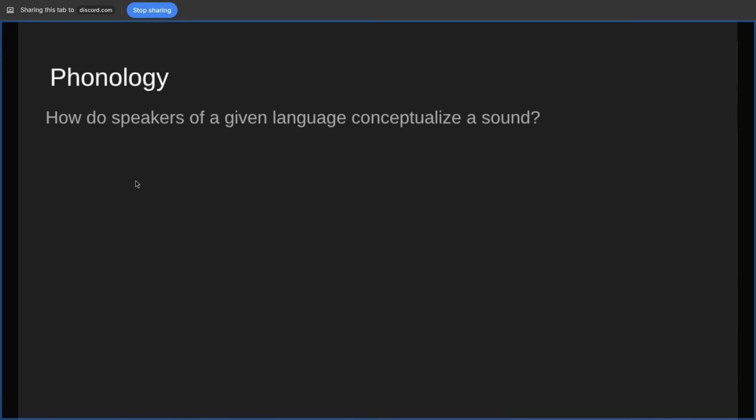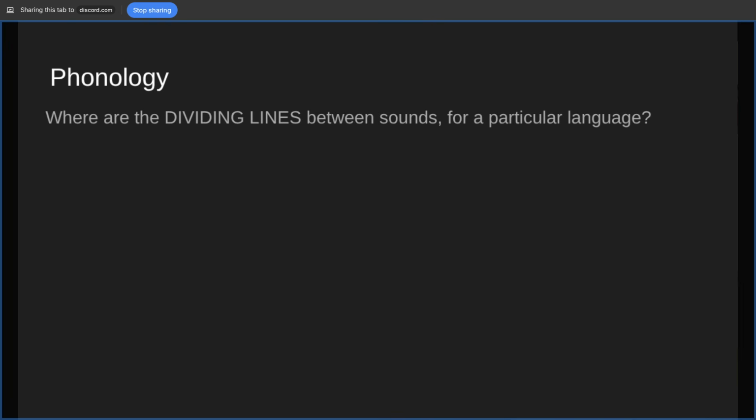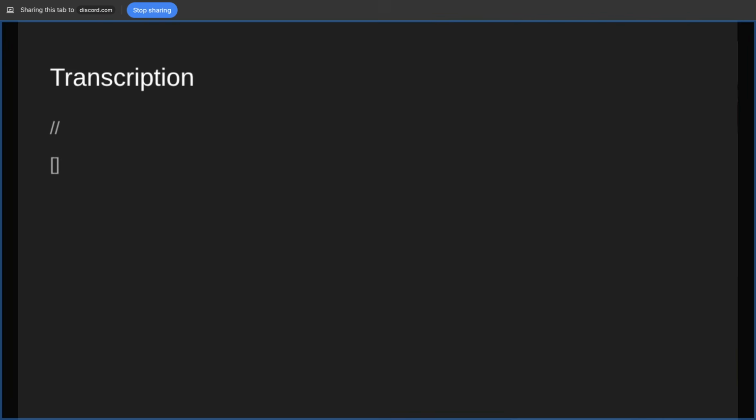Okay, so that was phonetics. What about phonology? Instead of asking about the actual nature of the sounds themselves, we're more concerned with the way that a language organizes them, how the speakers think about those sounds, or how they relate them to each other. Another way to think of this is: where are the dividing lines that separate sounds from each other for a certain language? You might have noticed that so far I've been writing things in brackets of differing types, slashy brackets in some and square brackets in others.